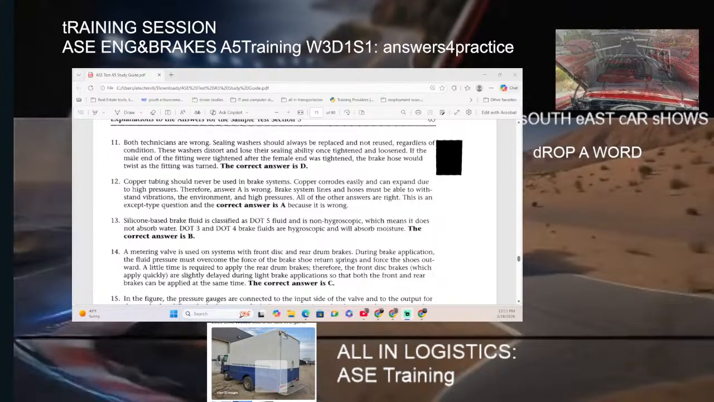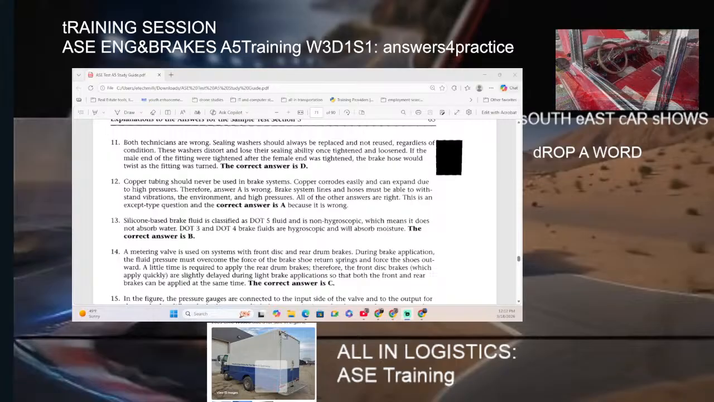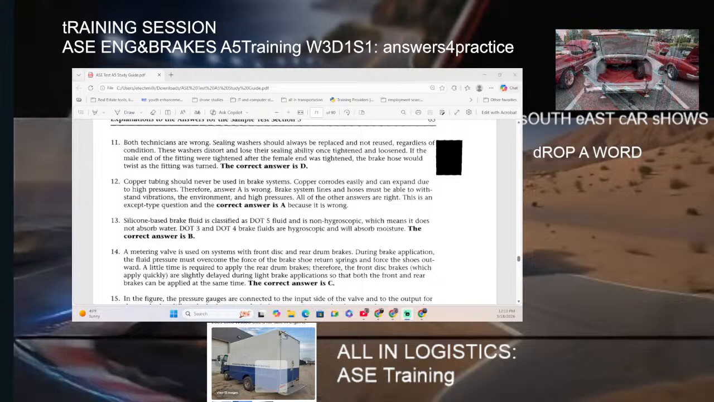12. Copper tubing should never be used in brake systems. Copper corrodes easily and can expand due to high pressures. Therefore, answer A is wrong. Brake system lines and hoses must be able to withstand vibrations, the environment, and high pressures. All of the other answers are right. This is an except type question, and the correct answer is A because it is wrong.